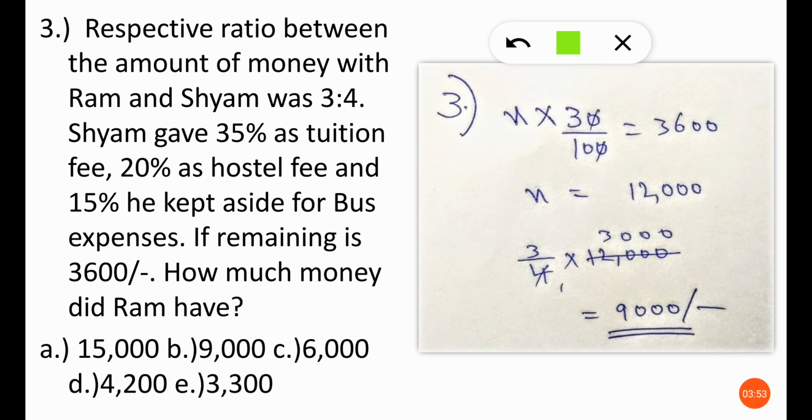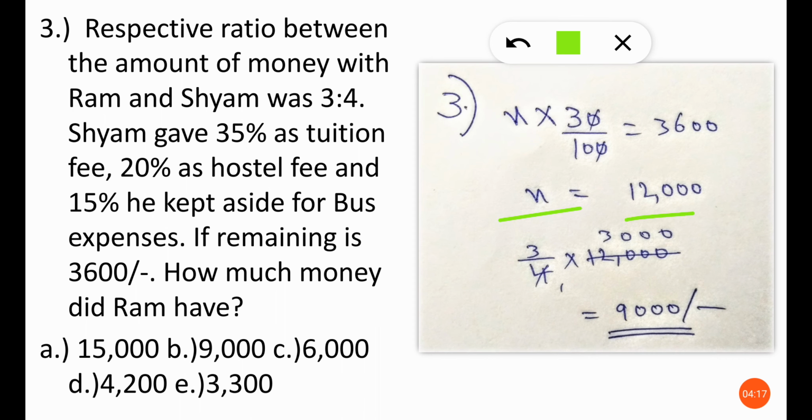So let us consider the money that Sham has is X rupees, and 35% plus 20% plus 15% is 70%. Remaining is 30%. So X into 30 by 100. This X into 30 by 100 is equal to 3,600 remaining amount. Next, X value is 12,000 rupees.